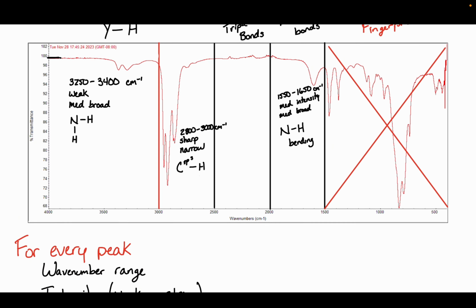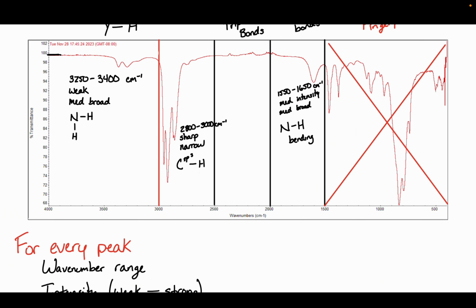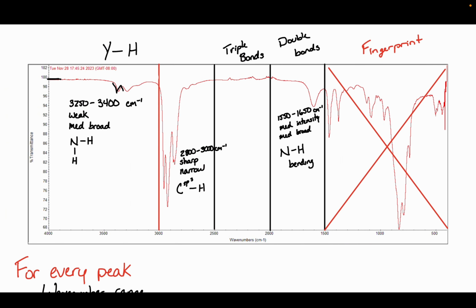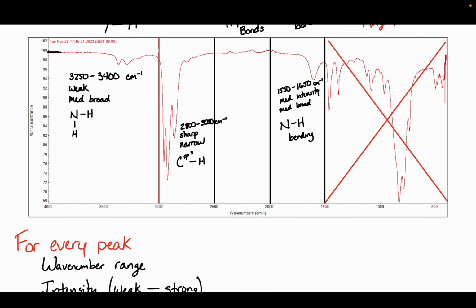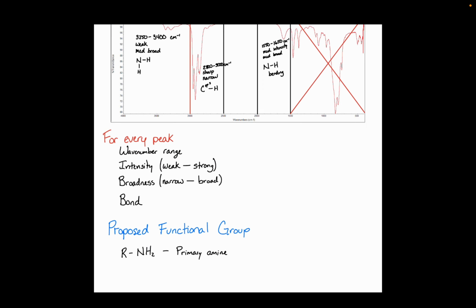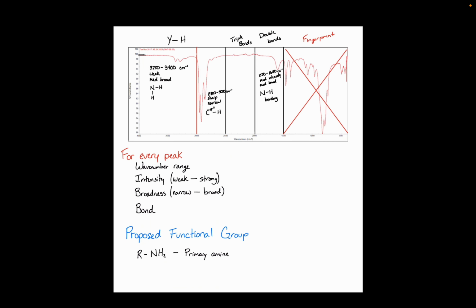All right, but this is what we have to have for our spectrum. My proposed functional group then, you can say R-NH2 would be a primary amine. I got my two peaks here, which is the signature of a primary amine. I only have sp3 hybridized carbons and hydrogens. So that's all I can get to here, saying that, okay, I know that my compound is a primary amine.